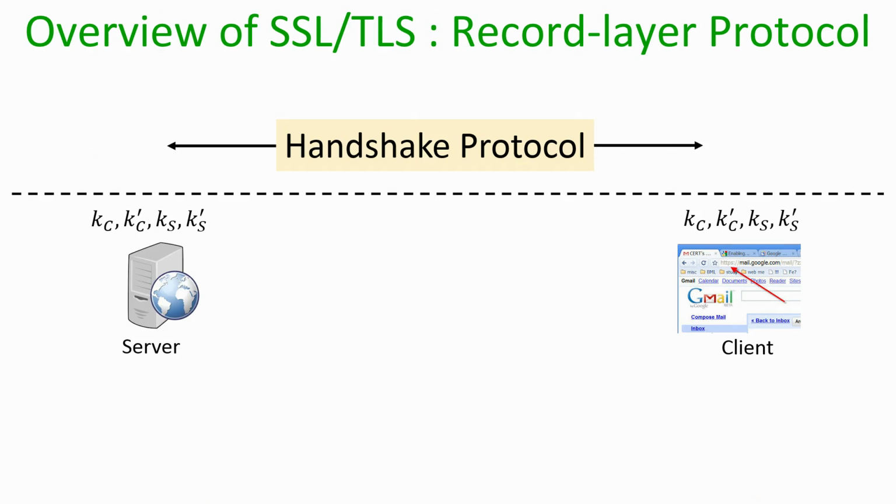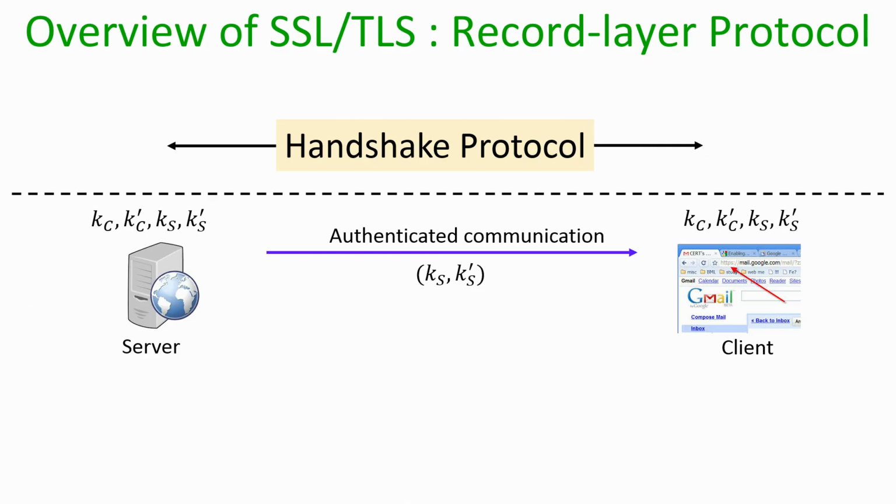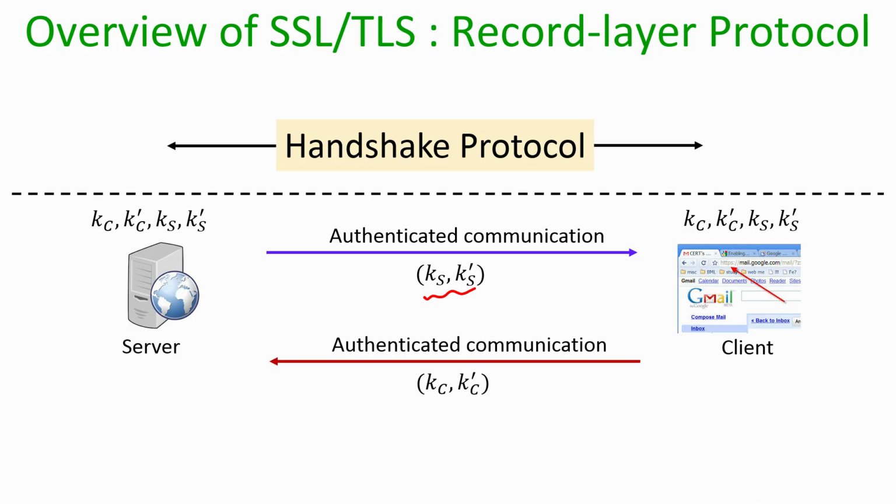Now, assuming that the handshake protocol is successfully executed, both server and client now have 2 pairs of keys. Whenever the server would like to communicate something to the client, it runs an authenticated encryption scheme using the pair of keys ks and ks prime, and we can use any authenticated encryption scheme here, say the one obtained by using the encrypt-then-authenticate mechanism. And in response, whenever the client would like to communicate something to the server, it uses the other pair of keys, namely the key k sub c and the key k sub c prime.